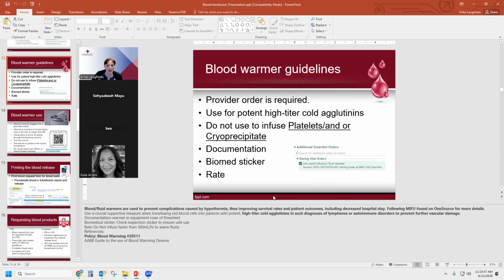And then blood warmer guidelines. We want to make sure that they understand they can use a blood warmer. They just have to have a competency for it, which is why we're going to go through it in the class a little bit. We're going to watch a video about it, and we're going to go over some guidelines about it, all that fun stuff.